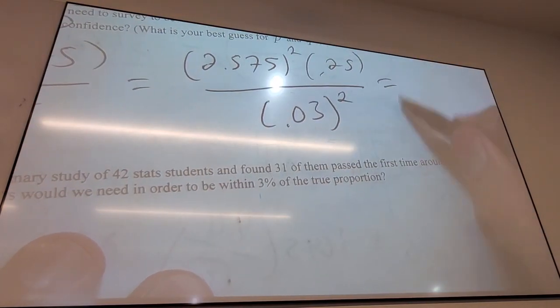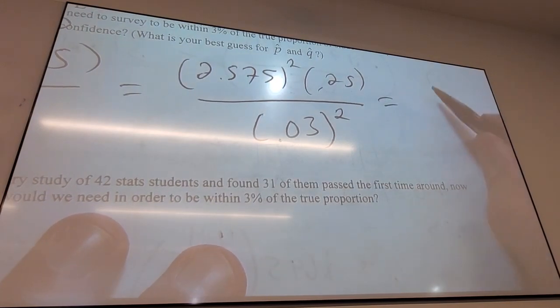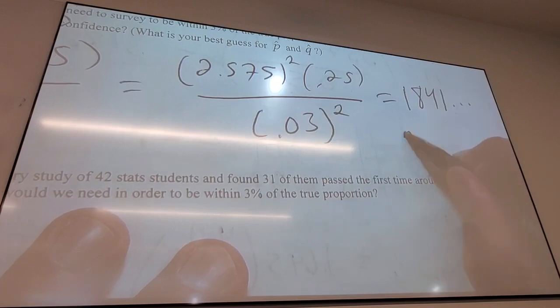Anybody get this? Save me from myself, please. 1841.42. Sounds like a good year. 1841 point stuff. Yeah. So then you round it up to 1842. Okay.